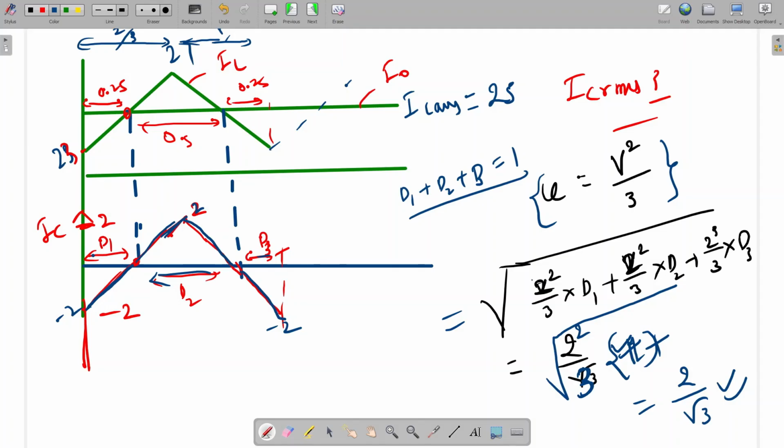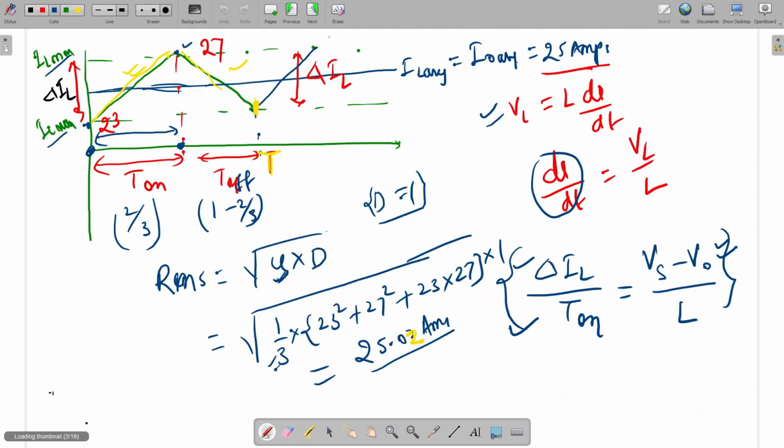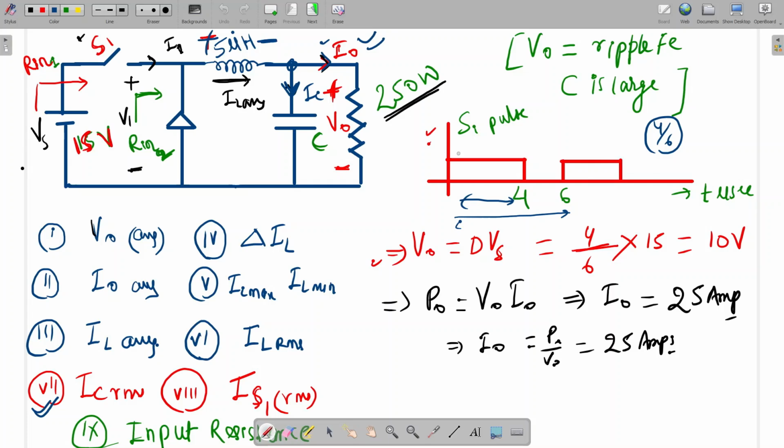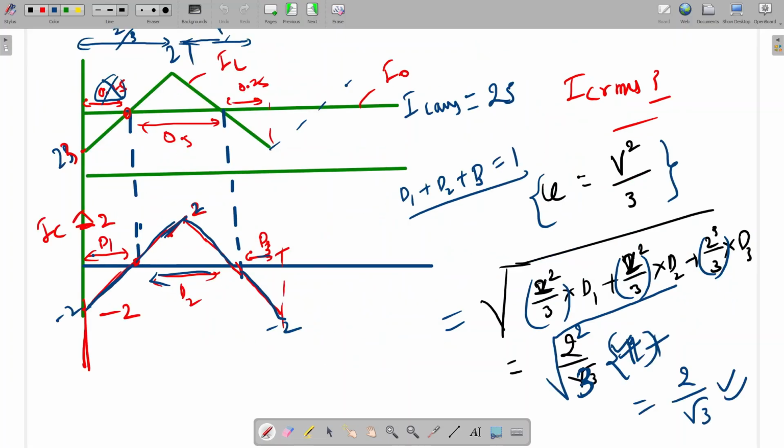Okay, sir, this part will be common. 2 square by 6. See this D1, I have written here 0.25, but it will not be 0.25, because from this waveform we can see that the charging time will be more. Here to here is charging time and here to here is a small discharging time. So 50% of this one will come here and 50% of this one will come here. But overall D1 plus D2 plus D3 will be 1.